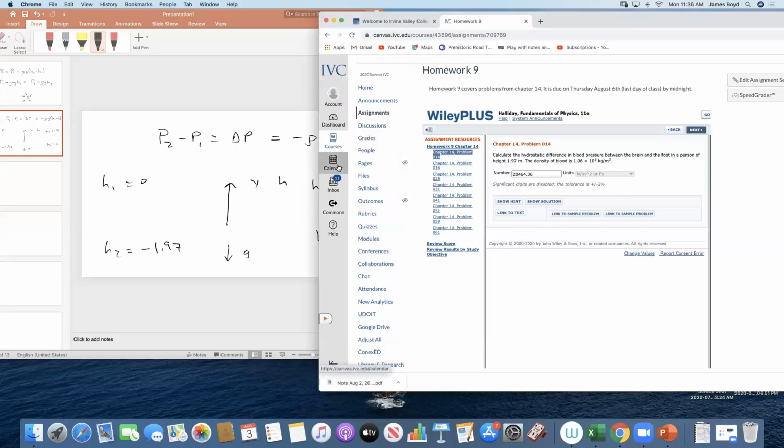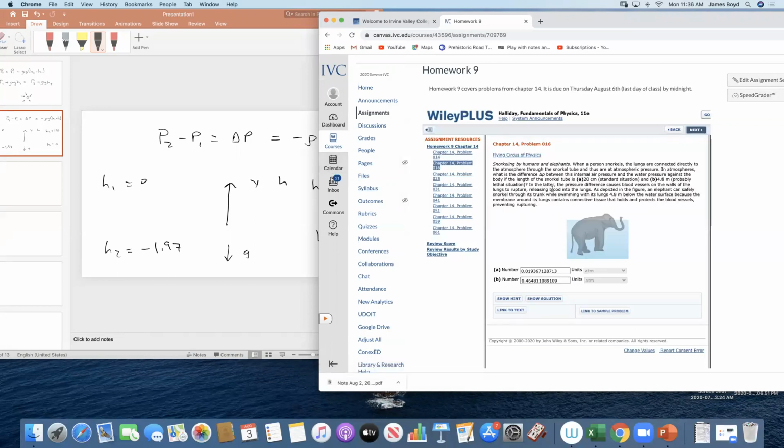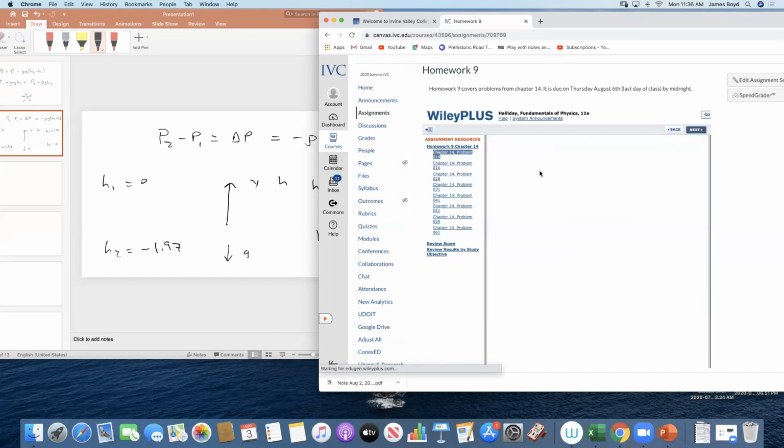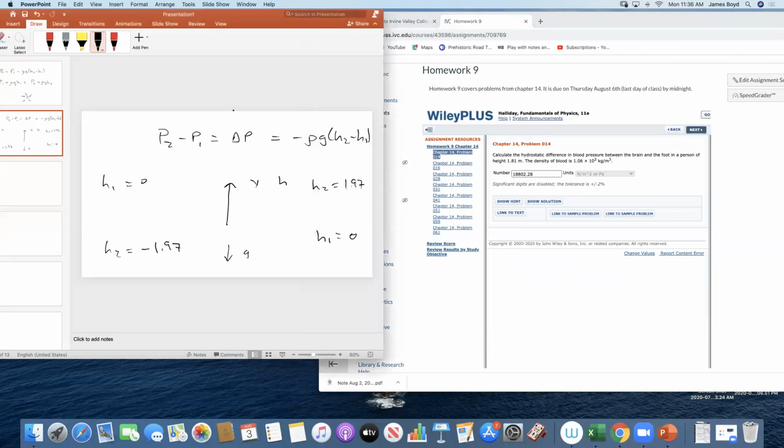The second problem is an elephant, and really all you have to do is use the height change to be 20 centimeters or 2.9 meters or whatever it is. But the density will be water. And in this problem, they gave you the density of the blood. So that's not too hard to understand. And that's basically the first couple sections of that chapter: the change in pressure is equal to the change in the gravitational pressure, rho g (H2 minus H1). Okay, those are pretty easy.